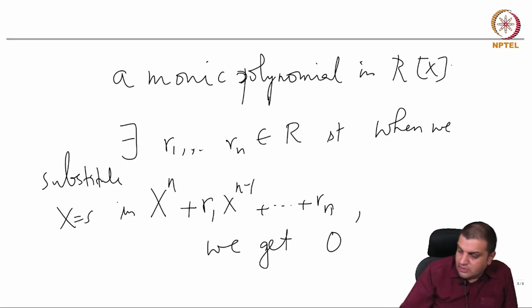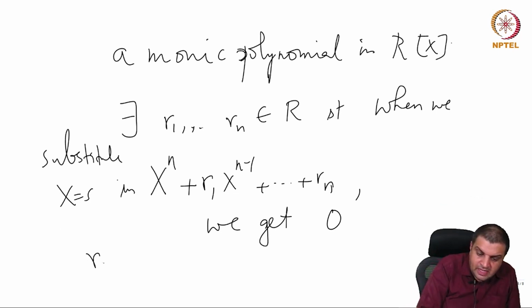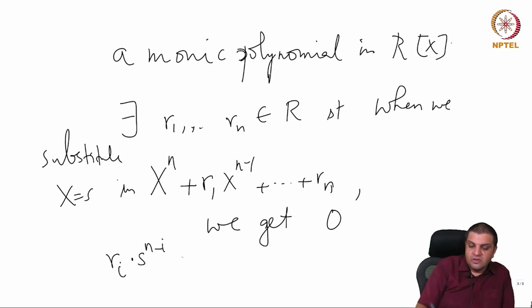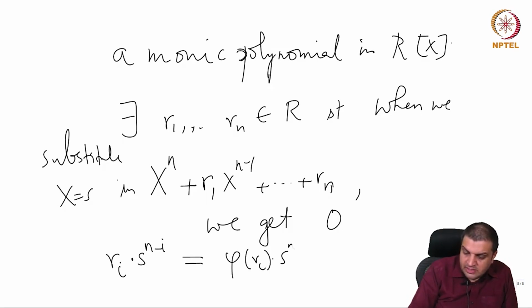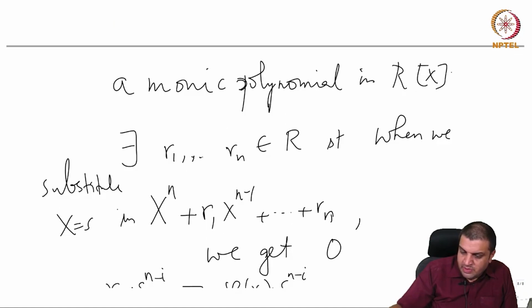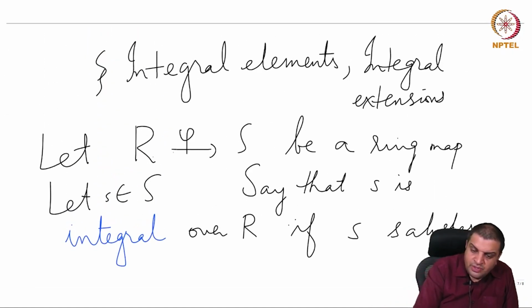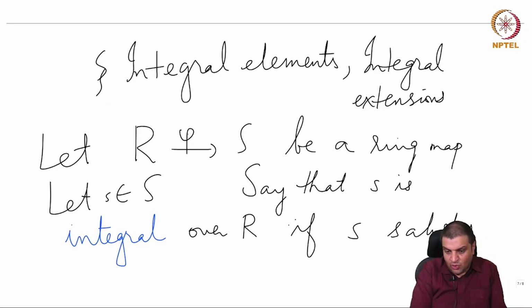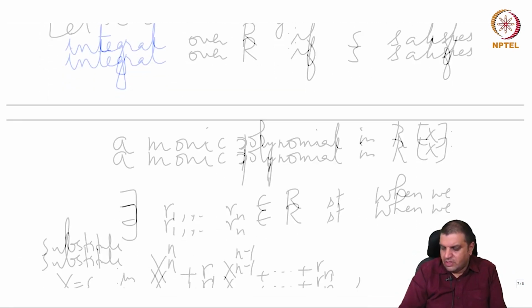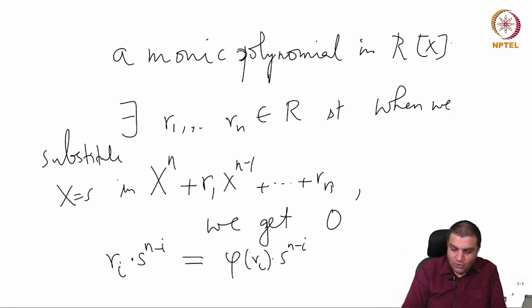Just one point: when we evaluate things of the form ri times s to the n minus i, remember, this is just phi of ri times s to the n minus i. We are not saying this phi is injective, and whenever we multiply two elements inside here, the action is always through this ring homomorphism. That is a standard thing. We often don't write this, we just say ri times s to the n minus i. That's what this means.